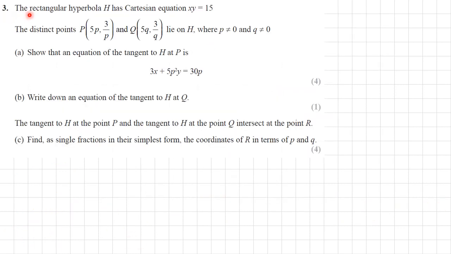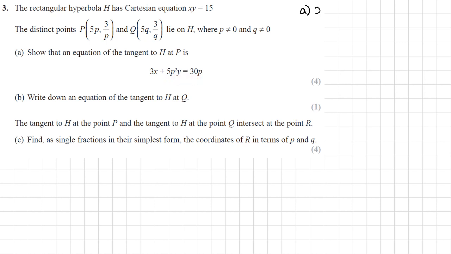Question 3. The rectangular hyperbola H has Cartesian equation xy equals 15. The distinct points P, (5p, 3/p), and Q, (5q, 3/q), lie on H, where p is not equal to 0 and q is not equal to 0. Part A, show that an equation of the tangent to H at P is given by 3x plus 5p squared y is equal to 30p.